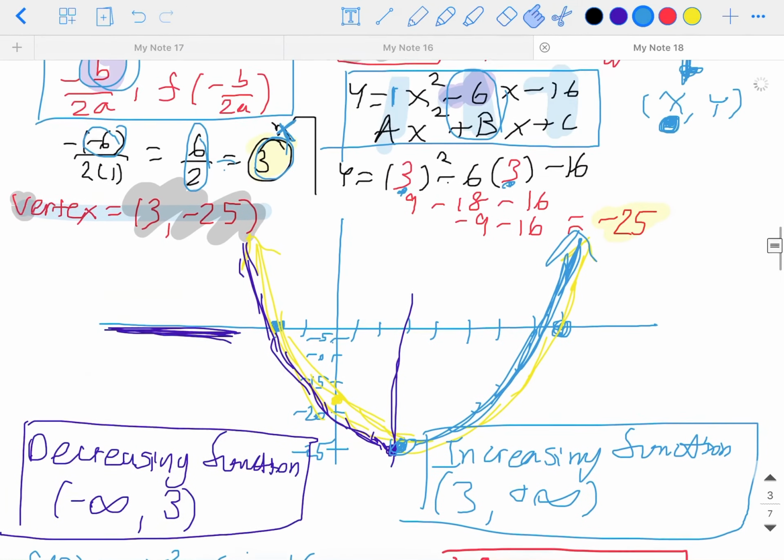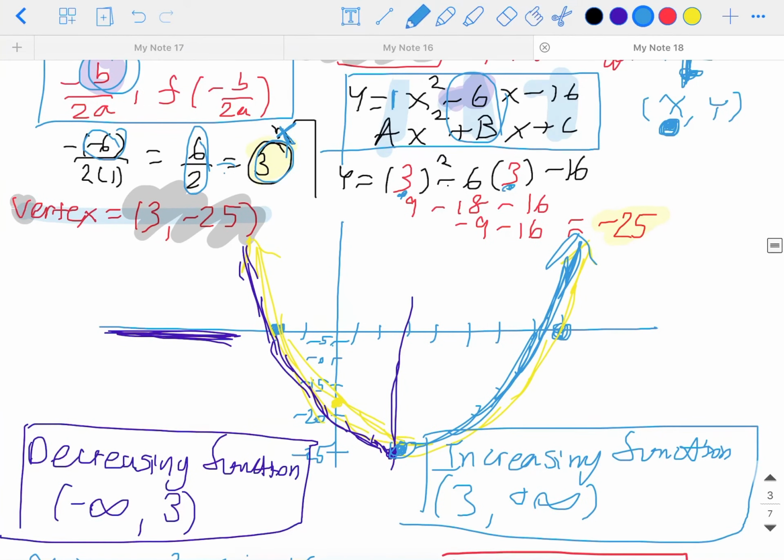Now with all the information, we can start talking about the characteristics of the function itself. For 3 comma negative 25, you go 3 to the right and then 25 down to give you the lowest point of the parabola. And then we can see that the function is decreasing from negative infinity up to 3, and it's increasing from 3 to infinity.